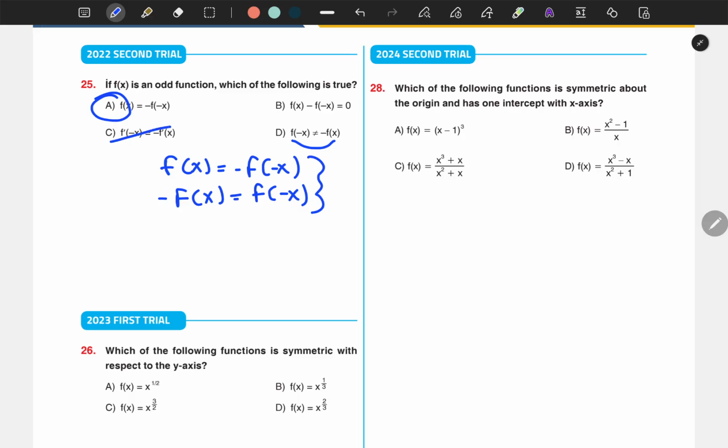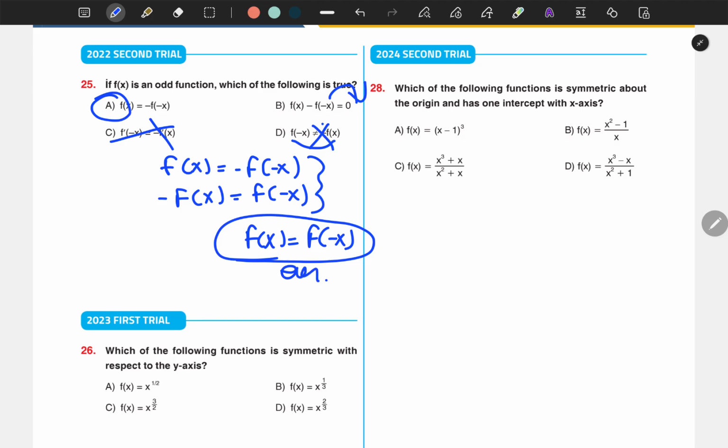This is a derivative, it is wrong. This one, it's not equal, it is wrong. Look, this one looks okay, isn't it? But when I move to the other side, here we have a trick. F of x equal to f of negative x. It becomes the definition of what, guys? Even, isn't it? Yes.